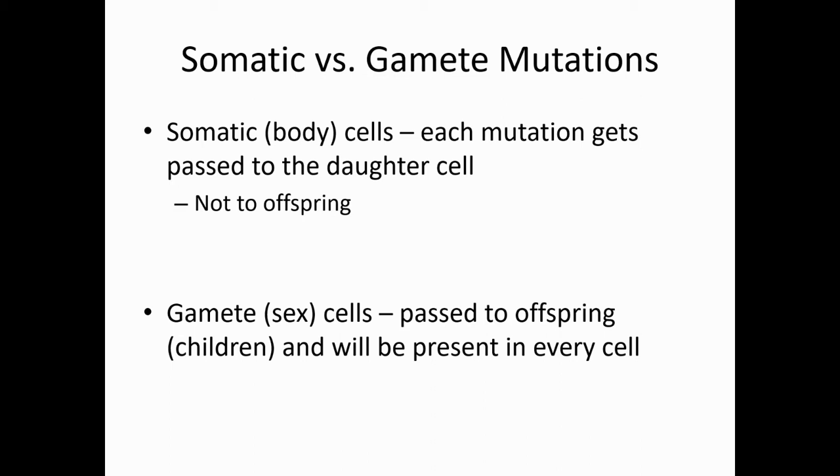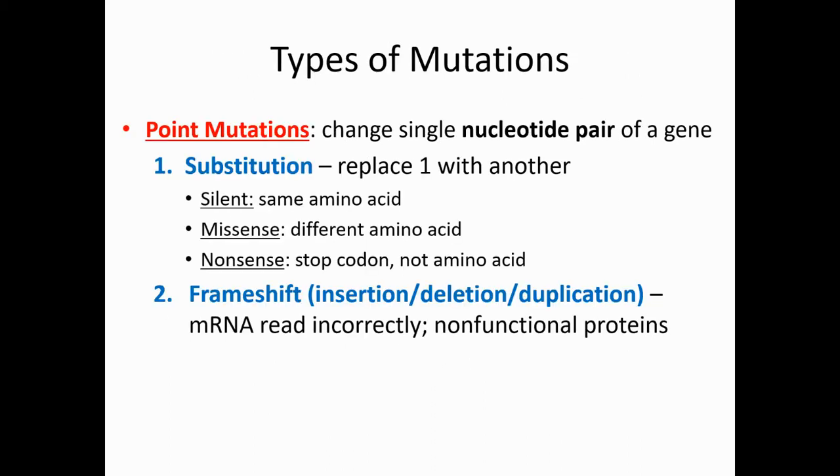If these changes, these mutations happen in your gametes or your sex cells, those eggs and the sperm, they will be there and you will pass those on to the offspring, to children, and then they get it in every single cell. So depending on where these mutations occur, you can have big effects or not such big effects. So let's talk about different types of mutations.